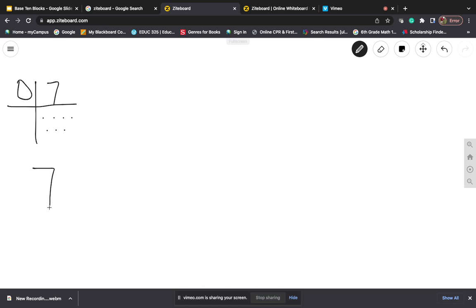The next number would be 11. Students will again draw a T chart, and we would teach them to know there's a 1 in the tens and a 1 in the ones. So they'll write a tally, and they would write a 1, and then they would write the number 11.